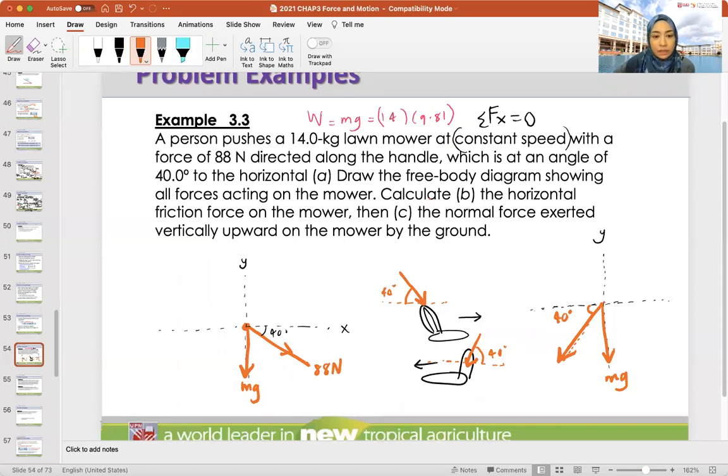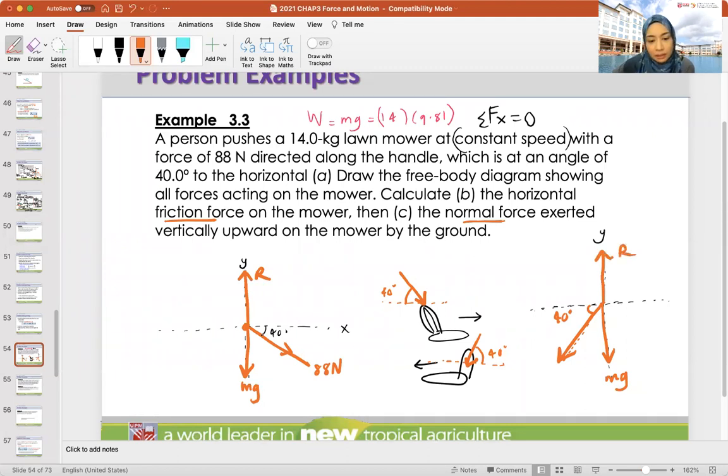Calculate the horizontal friction force on the mower and then the normal force. So they've given you hints on what other forces are available. They're asking you to calculate friction and also the normal force. This lawnmower is on the grass, therefore it is on a surface. We would have a reaction force that is 90 degrees to the grass or to the ground. Same over here, we have a reaction force.